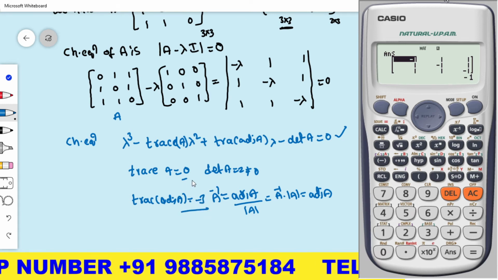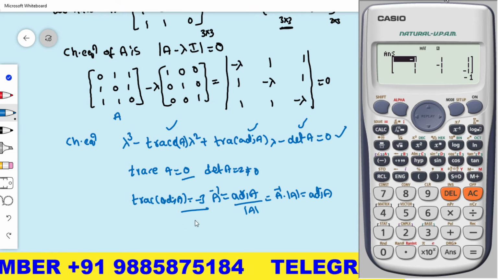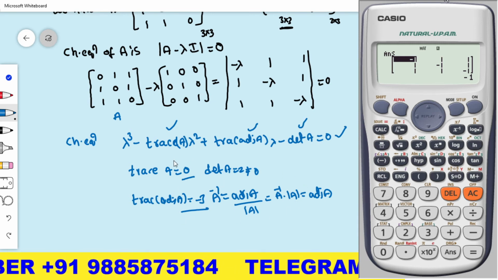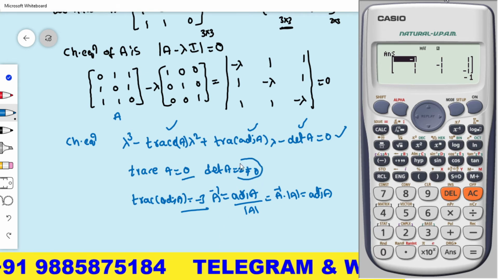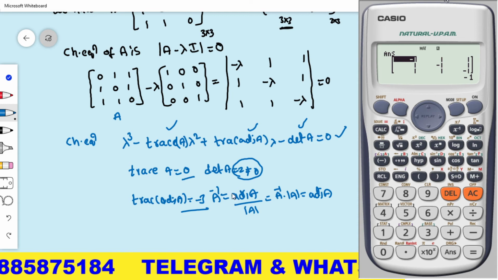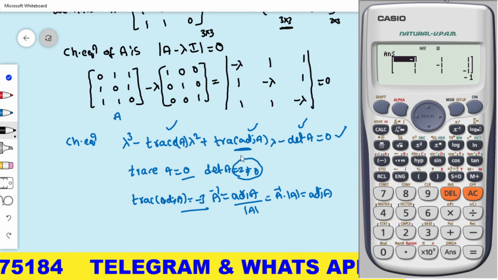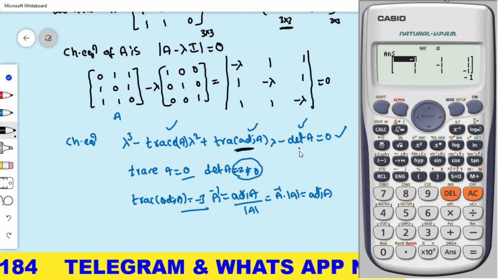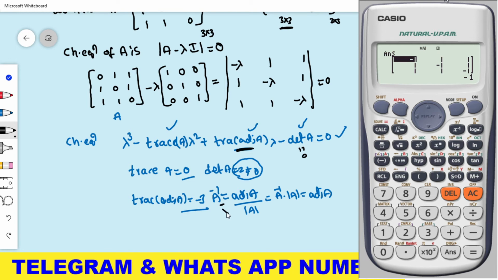Okay, now I have got trace A, next trace of adjoint A, next det A. Now you substitute all these values in this equation. Friends, you may get one doubt. Sir, if det A is equal to 0, A inverse does not exist. In this case, how can I find the trace of adjoint A? That is a good question. I repeat again, if det A is equal to 0, then will you get A inverse? You cannot get the A inverse.